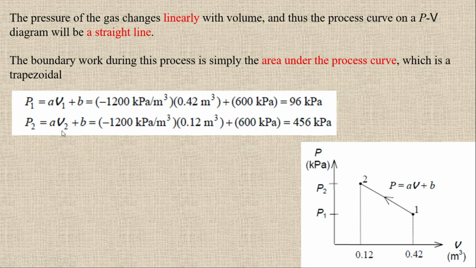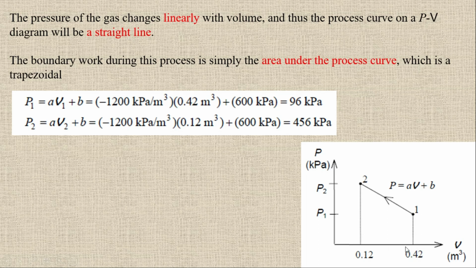For P2 we have AV2 plus B. Again I'm putting the same values, V2 is changed, and this is the value of B. So you will get the value of P2. So I know P1, I know P2, and I know the limits, V1 and V2. For the work done I have to check the area under this line. Right now we can see that we have a trapezoid here.